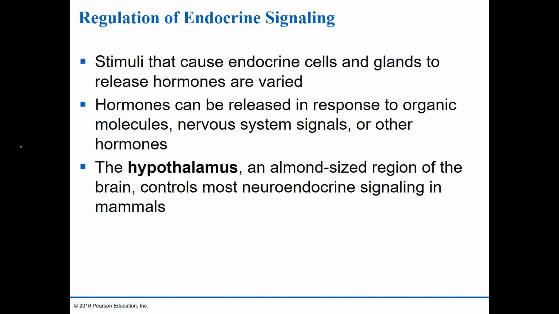Stimuli that cause endocrine cells and glands to release hormones are very varied, and it can even be varied within the lifetime of that animal. So for instance, what happens when you have testosterone that's released when you're a prepubescent male is going to be much different than when you're an adult male, right?